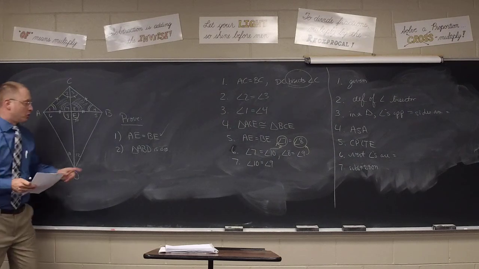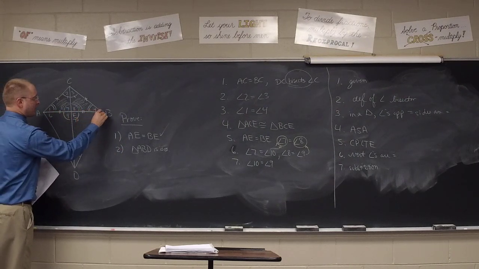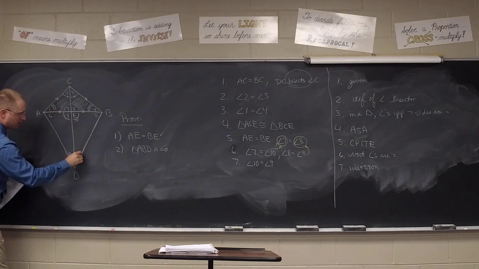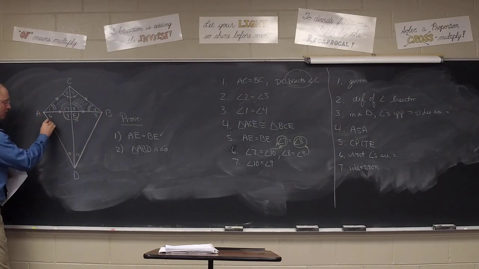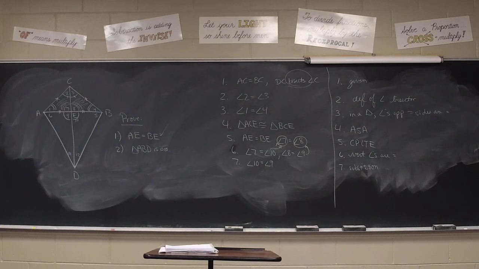Now, let's think about what I'm trying to prove here. I'm trying to prove that ABD, that's this triangle down here, is isosceles. What would it take for this thing to be isosceles, Josh? At least 2 equal sides. Perfect, textbook definition. Which 2 sides do you think we're going to get equal, Josh?